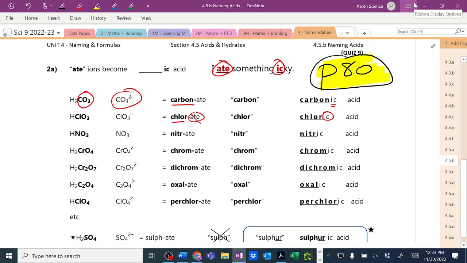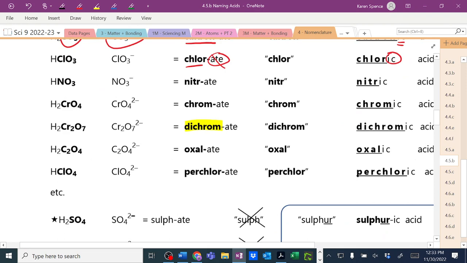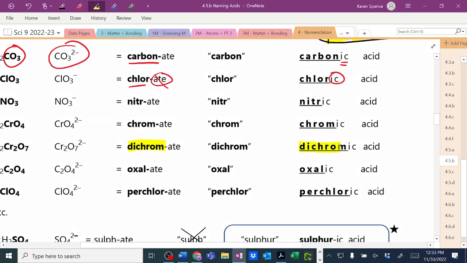So when last we left acids, we were looking at the ate ions, and do you remember the little mnemonic or memory device that we use to remember what ate ions get called? I ate something icky. So if we have dichromate, then we end up with dichromic acid. Yes? So ate is ick.